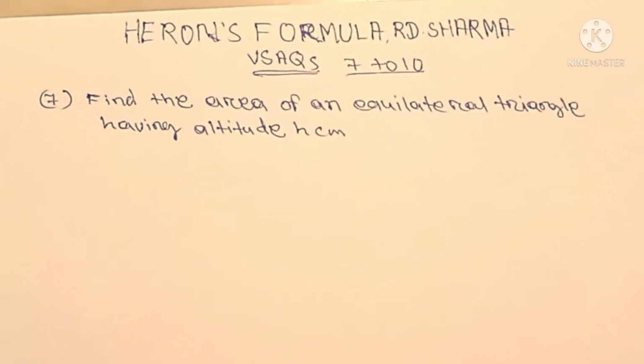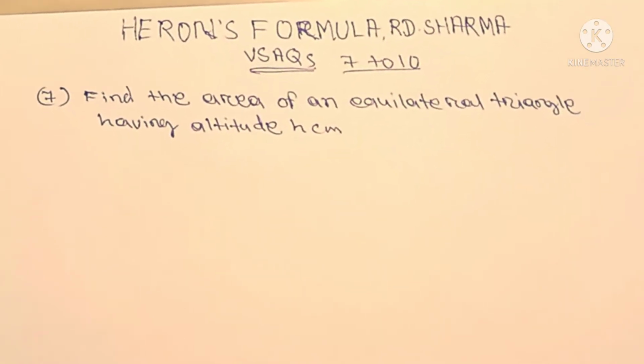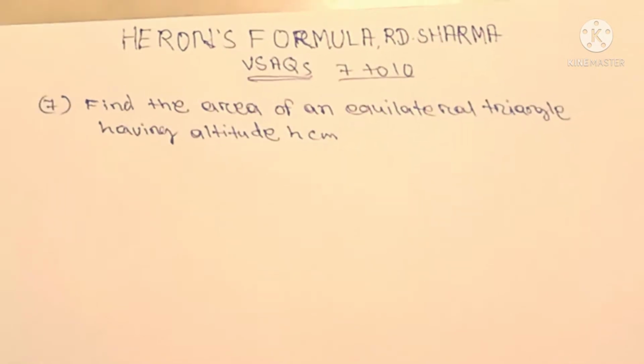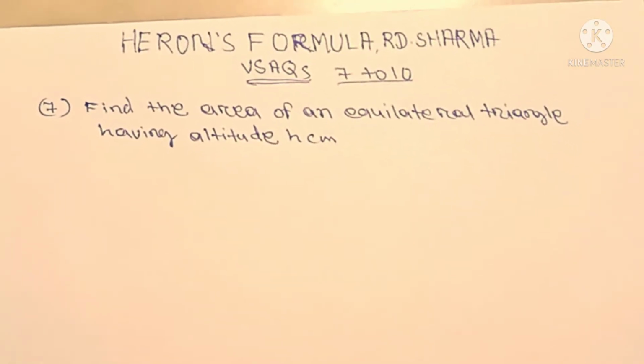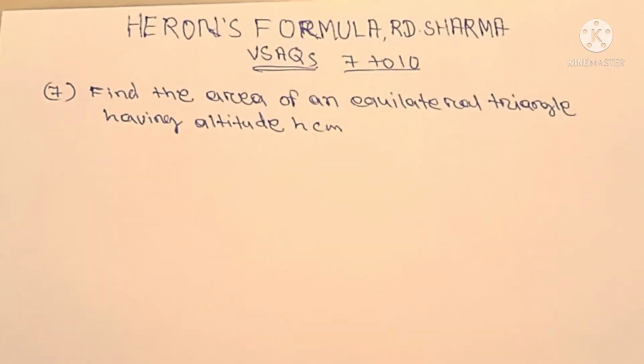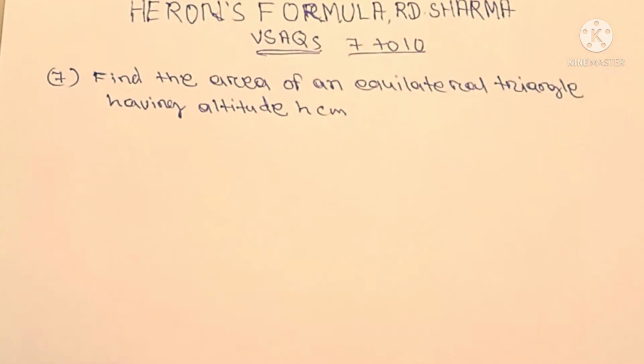In our previous class, we have discussed Heron formula, very short type question from number 1 to 6. Now, we shall discuss the rest of the numbers.